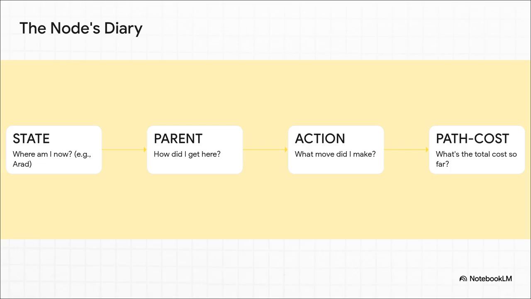How did I get here? So it can always trace its path back. Third, the action. What exact move did I make? And finally, and this one is super important, the path cost. How much has this trip cost me so far? It keeps a running total of the distance or time from the very beginning.